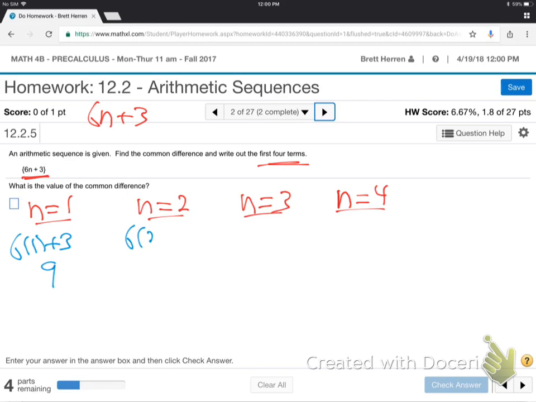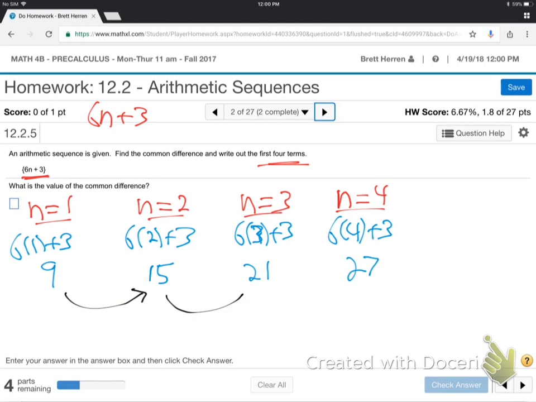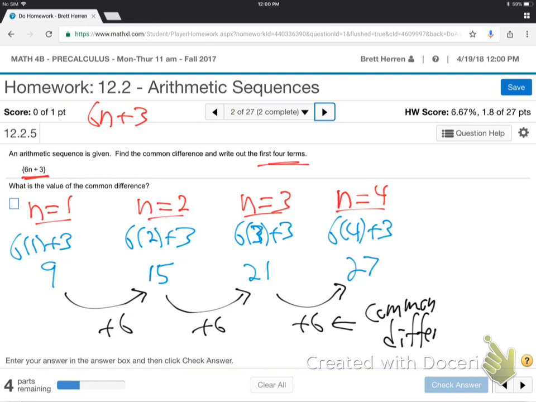Get 9, 15, 21, 27. Getting those? And what's the jump? How far from term to term? What's it going up by every time? It's adding 6 every time. That's the common difference. It's the jump from term to term.